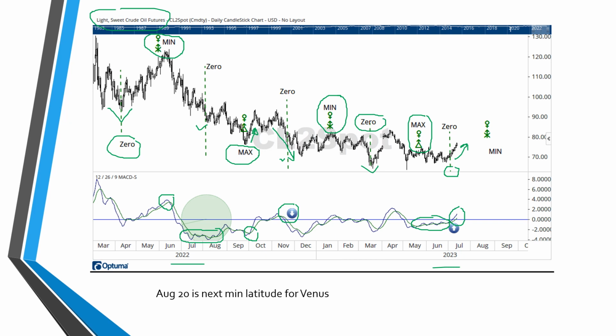Now, crude has subsequently pulled back a little bit in the past several days, but nevertheless, the uptrend sort of remains. It's very, very possible that we could see a few more dollars of rally. August the 20th, in about a month from now, is the next latitude event for Venus, and it's one of these minimum latitude events. So circle the 20th of August on your calendar. I have no idea what's going to happen. It could be a high point that doesn't hold. It could be a low point for oil. Who knows? But something will happen around the 20th of August.